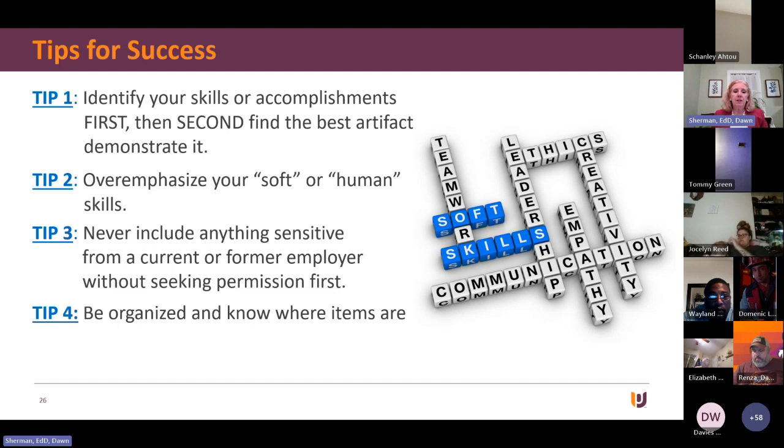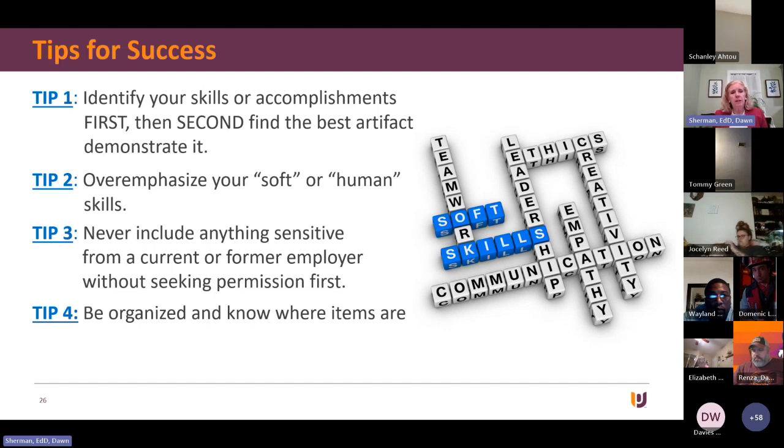Never include anything sensitive from a former or current employer. If you work in finance, don't take your company's budget and put it in the portfolio and go interview with a competitor. You'll probably get fired quicker than you can get that new job, but it's just not ethical. The new company might say, why are they showing me that? They shouldn't be showing me that. Think about what you're putting in there. Is it ethical? And always, if you're not sure, ask your employer: I'm building a portfolio of all my best skills. Do you think this would be appropriate?